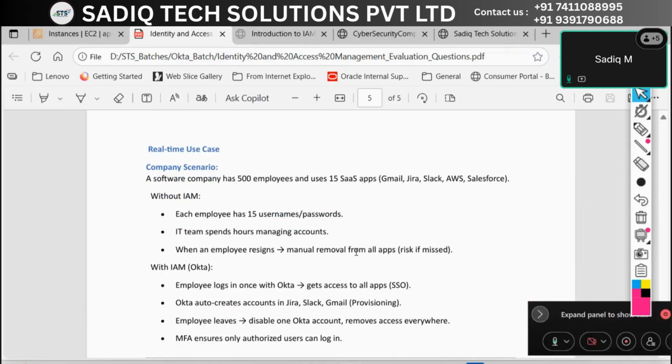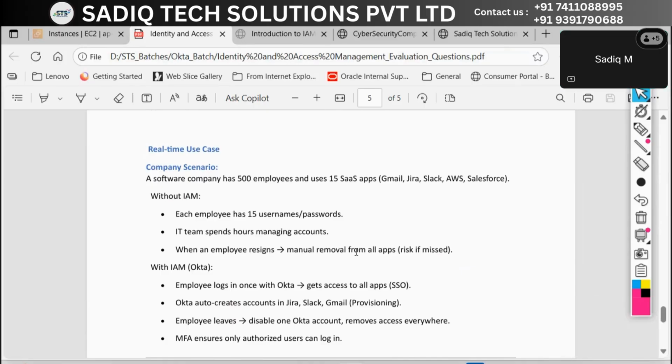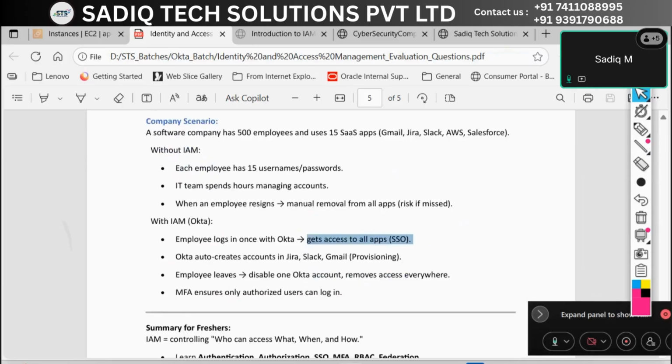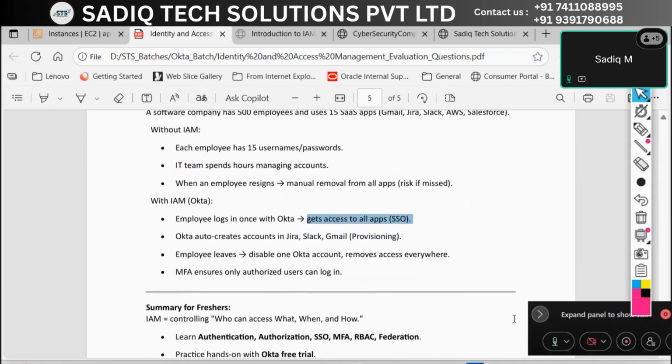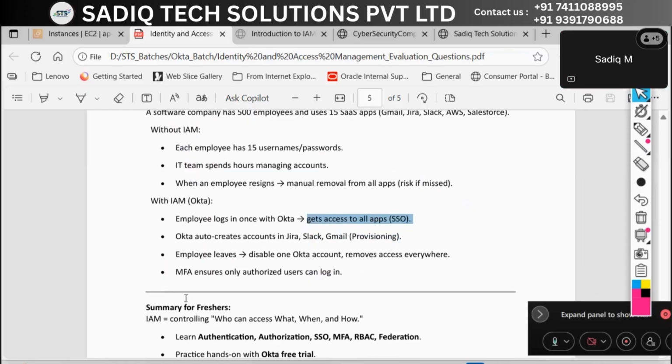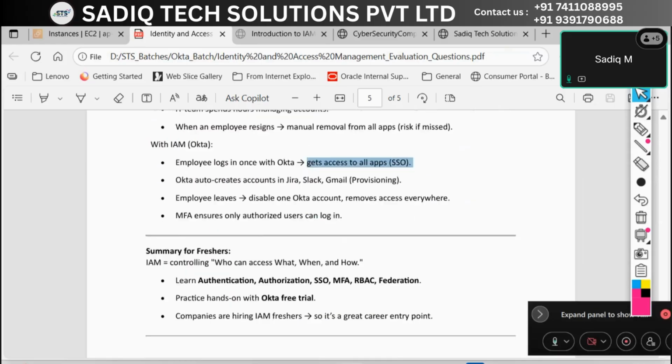Now with IAM, employees log in once with Okta credentials and get access to all the apps through single sign-on. Okta auto-creates accounts in Jira, Slack, and our other applications. When an employee leaves, disable the Okta account, and it removes the access everywhere. MFA is a feature within IAM which ensures only authorized users can log in.